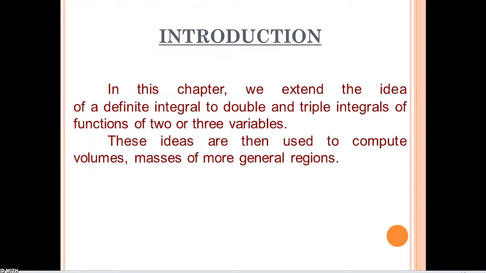We have seen in the previous years, that is in 12th standard, first year and second year, integrals with only one variable, that is the definite integral. Here we are going to extend this idea to double and triple integrals. These ideas are going to be used to compute volumes and masses of more general regions, not only a square region or a circular region.